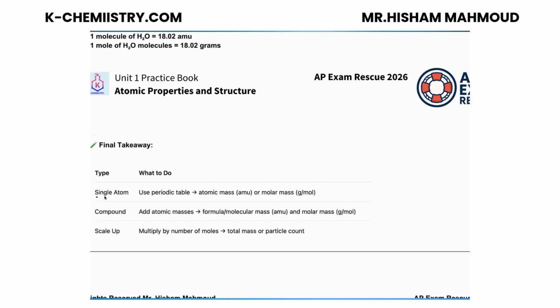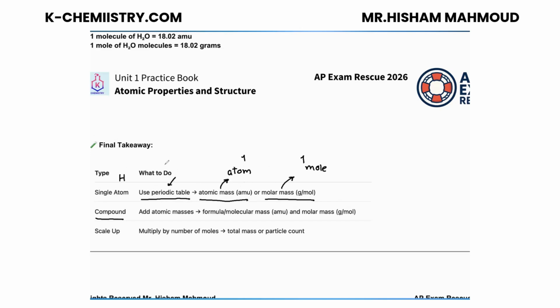So as a summary, if you have a single atom only, you are going to use the periodic table to find the atomic mass or the molar mass. Atomic mass is if you are talking about 1 atom only, and molar mass if you are talking about 1 mole, but the number will be the same. It is the same number.